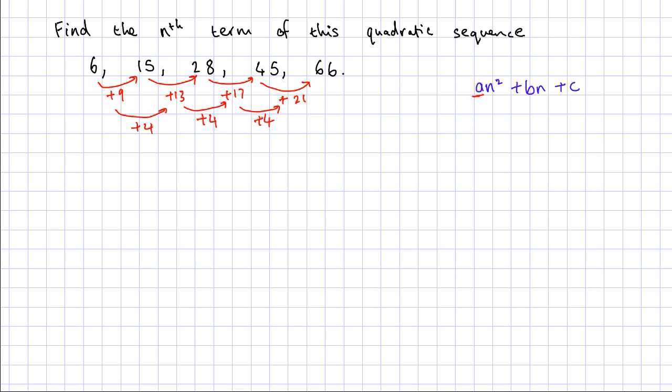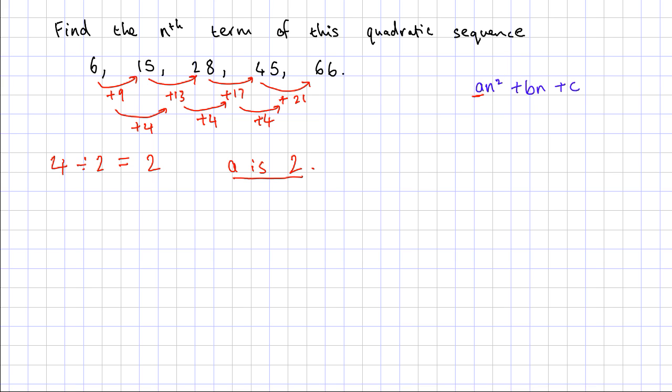Now to find this a, what I need to do is take this second difference and divide it by 2. So I'm going to do 4 divided by 2. That's going to give me 2. And this is my a. So a is 2. Okay, so that's really important. That's the first step.